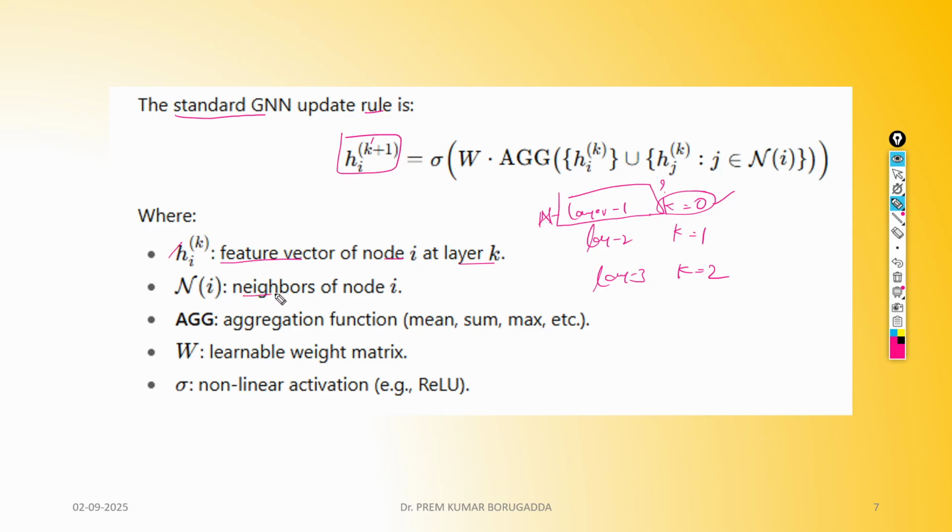N of i means the neighbors of node i. AGG means the aggregation function. What kind of aggregation function are you going to apply? Either mean, sum, or max. Among the different aggregation functions, as a data scientist you can choose any. W means the learnable weight matrix, and sigma is the non-linear activation function like ReLU. This is the way we use the GNN update rule.